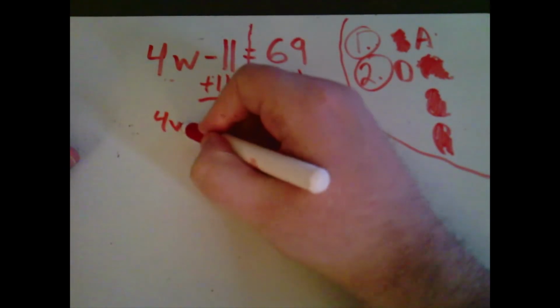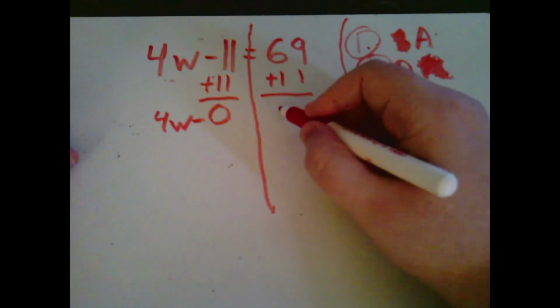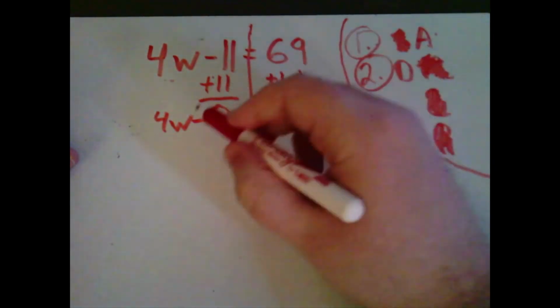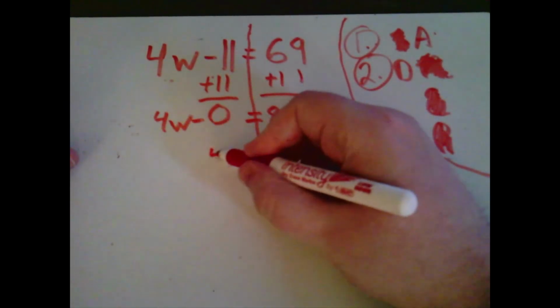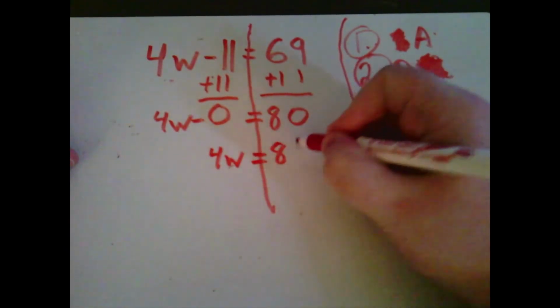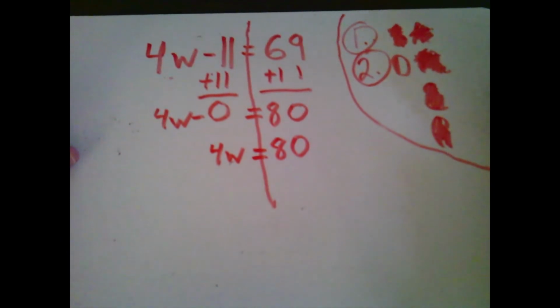All right. And on this side, 69 plus 11, that is 80. All right. 4w minus 0 equals 80. Well, subtracting 0 doesn't do anything to this at all, so 4w equals 80. That takes care of step 1, which was addition.